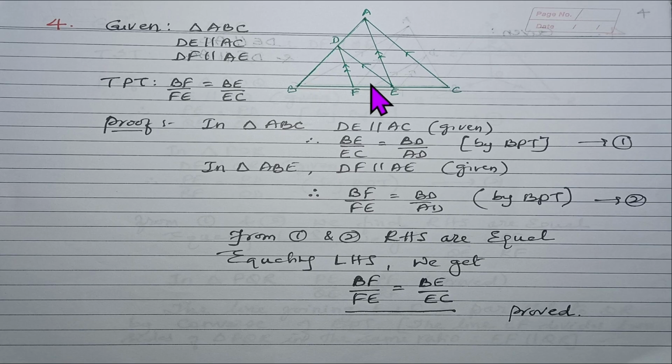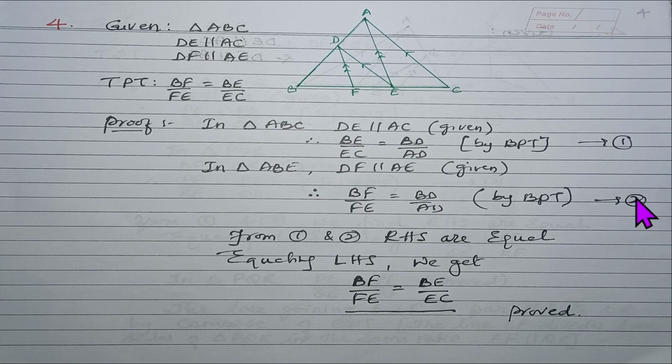Now in triangle ABC, we have DE parallel to AC, that is given to us. If DE is parallel to AC, then we can apply BPT. Then we get BE upon EC is equal to BD upon AD, that is by BPT. So let us call this 1. In triangle ABE, since DF is parallel to AE, again we can apply BPT to get BF upon FE is equal to BD upon AD. So we have got relation 2 here.